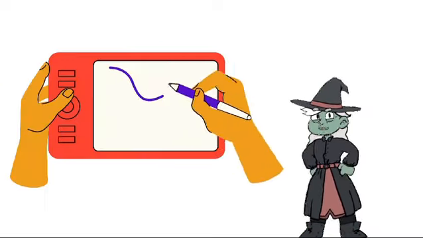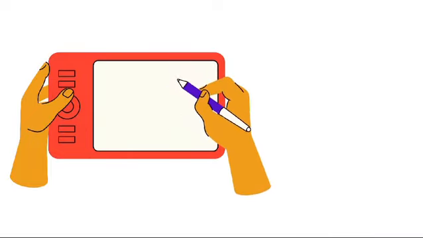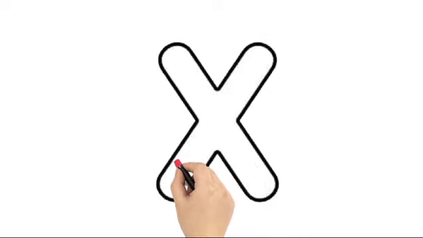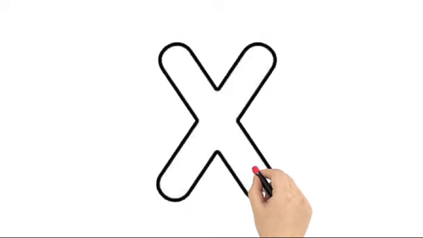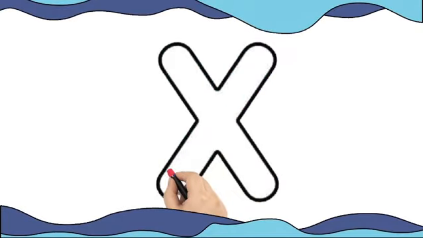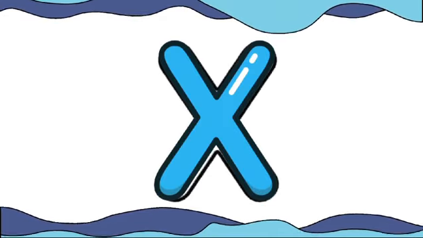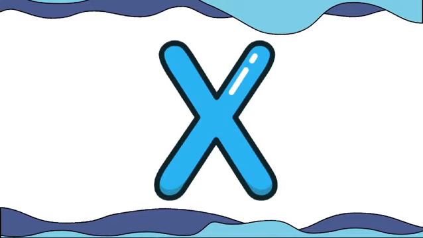All right, little mentees. Let's start with the uppercase X. It's like two paths crossed. You slant to the right, come back up, and slant to the left. There you have it. X marks the spot. Let's do it again. Slant right, slant left. It's just like you're crossing each other.